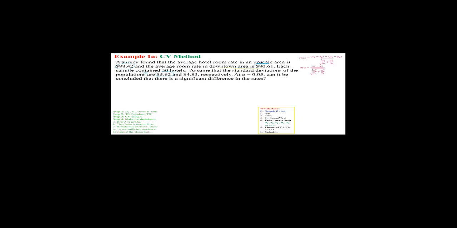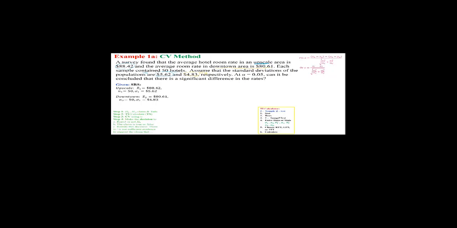Downtown area, the average X sub 2 bar is 80.61. N sub 2 is the same as 50, and this is sigma 2. Alpha is 0.05. It's a SRS, simple random sample. We are dealing with two different populations or samples, if you will. Upscale X1 bar and N sub 1 and sigma 1. And the same thing downtown, we have those three.